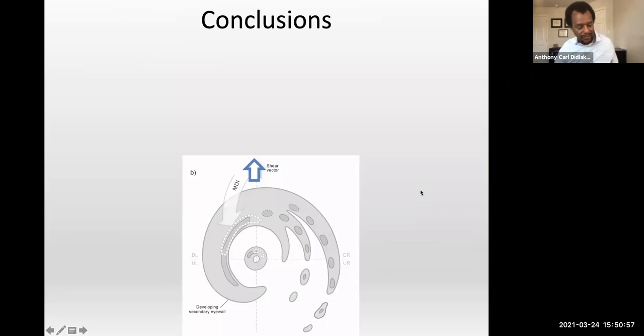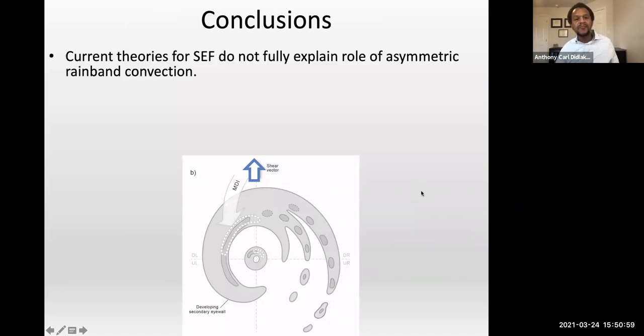Okay. So to conclude, I hope I did justice to a lot of the secondary eyewall formation theories that are out there. Many of them do focus on axisymmetric dynamics. What I wanted to do here was particularly talk about the asymmetric role of rainband convection in sheared storms.